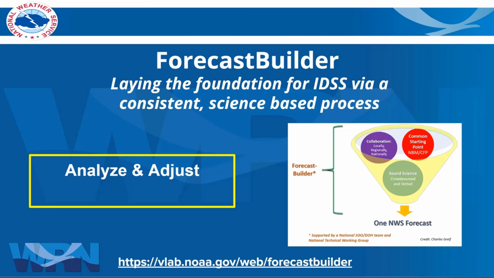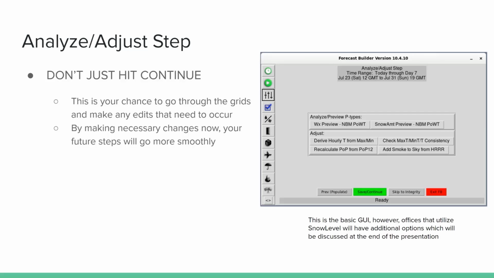This presentation will discuss the Analyze and Adjust step of ForecastBuilder. Now, ForecastBuilder has finished populating the base grids for us, and you'll notice that this GUI will pop up. These buttons will help you to ensure your base grids are as you want them or to assist you in making any necessary changes. Now, we'll go into details on what each button does on the following slides.